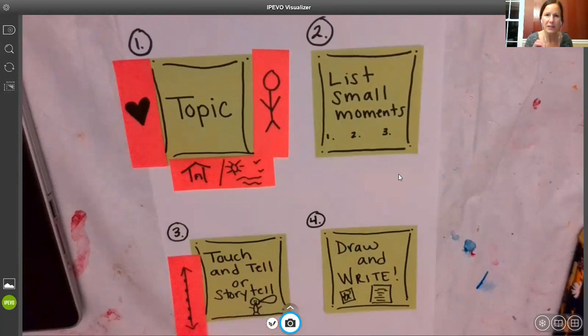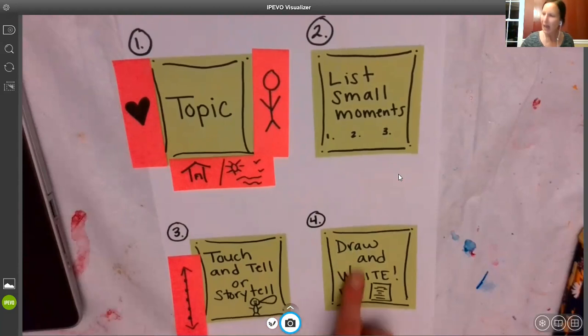If a family member is available, you can story tell it to them, grab a stuffy, talk into your phone, whatever you want to do, but story tell it, get it out in the air, and then give it a go with drawing and writing that story.